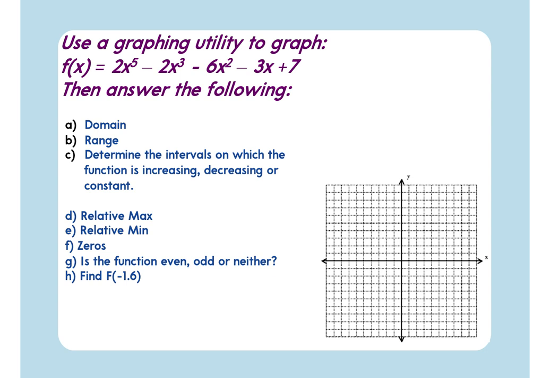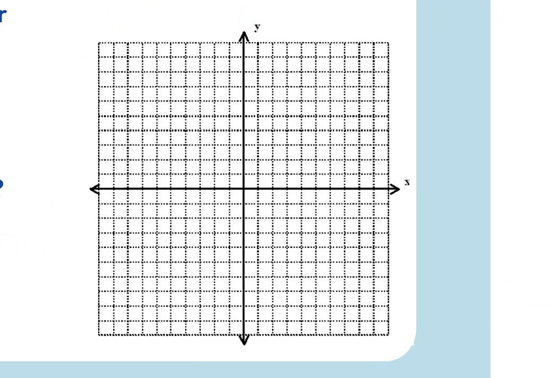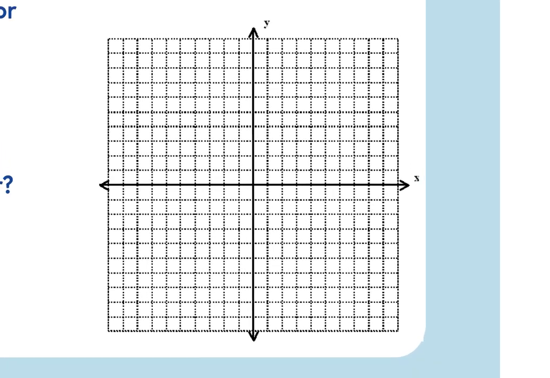I'm going to give you a graph, and it literally will say the graph is not worth points. It is simply for you to draw on and label things because it's usually easier to label that than it is to keep going back and forth between your calculator. So when I enter y equals 2x to the 5th minus 2x to the 3rd minus 6x squared minus 3x plus 7, and I graph it, my graph looks something like this.